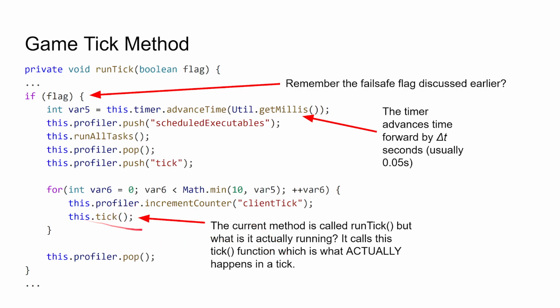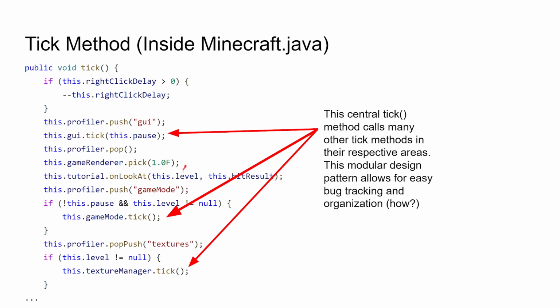But what does this tick method do? You see, the common pattern when we're analyzing Minecraft's code is we have to jump around a lot. So let's go there. This is that tick method. Again, notice how I said inside Minecraft.java. This is because the central tick method calls many other tick methods in their respective areas. So look, we have the GUI.tick, and then we have Gamer.tick, and TextureManager.tick.